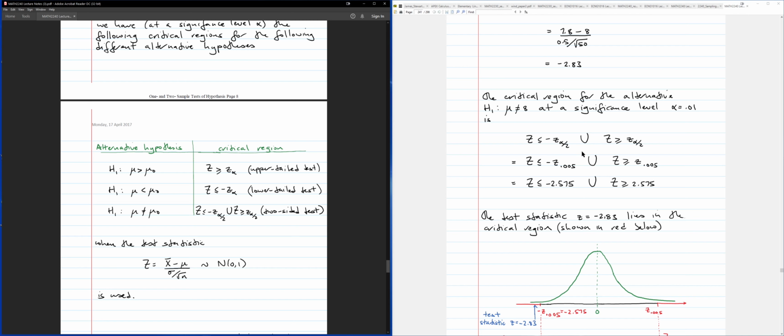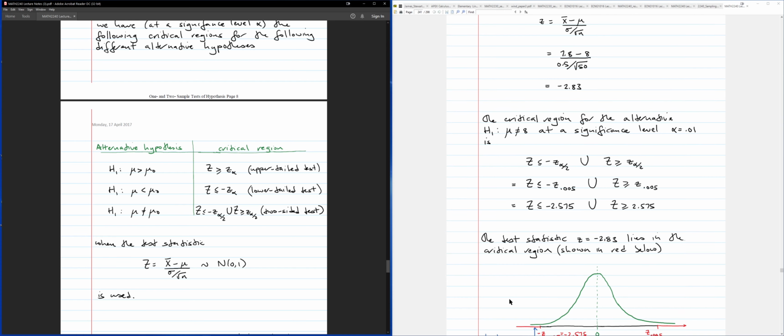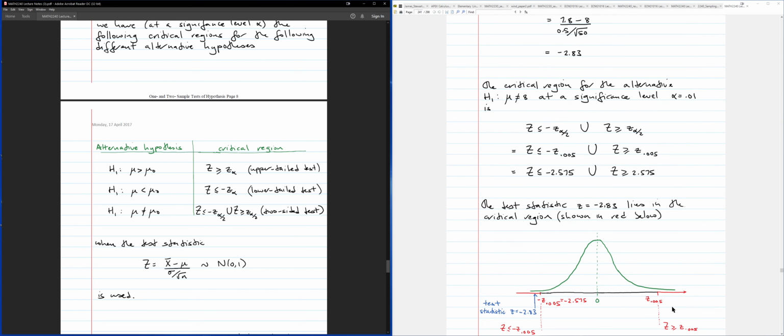That is what this notation means. This z bigger than or equal to z alpha on 2 is this red interval over here, and this z less than or equal to minus z alpha on 2 is this left interval over here, right? To determine what these intervals are, you need your critical values, which would be the z alpha on 2.